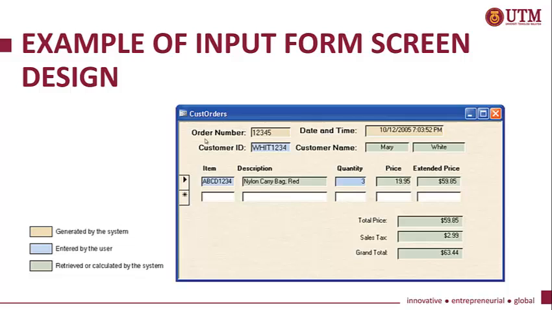This is an example of an input form screen design for a customer order form. You have a customer number, so you can input the customer order number in the text box, and then you have a customer ID, the item that the customer ordered, and the description of the item, and then the quantity of the item ordered, and then the price. This is the example of the customer order form.